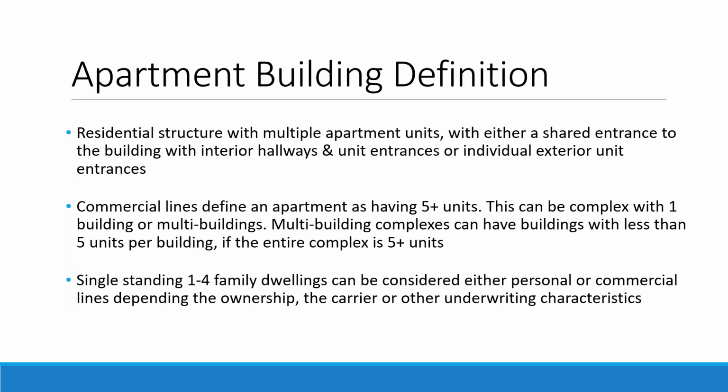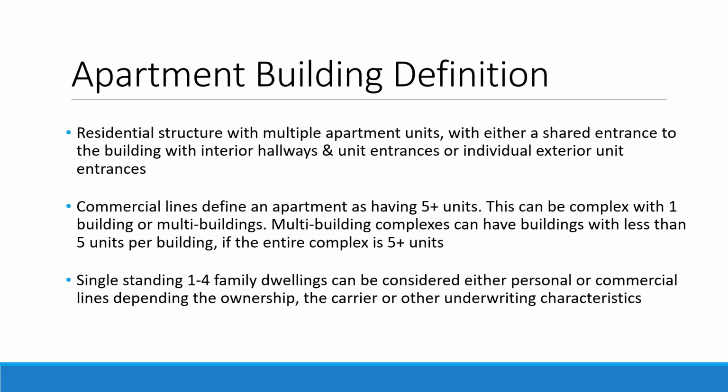All right, so by definition of an apartment, we'd be looking at 5 units or more. That's generally speaking the commercial definition of an apartment. 1 to 4 family dwellings can be either personal lines or commercial lines. It really depends on the named insured, who owns the building, and who's occupying the building.